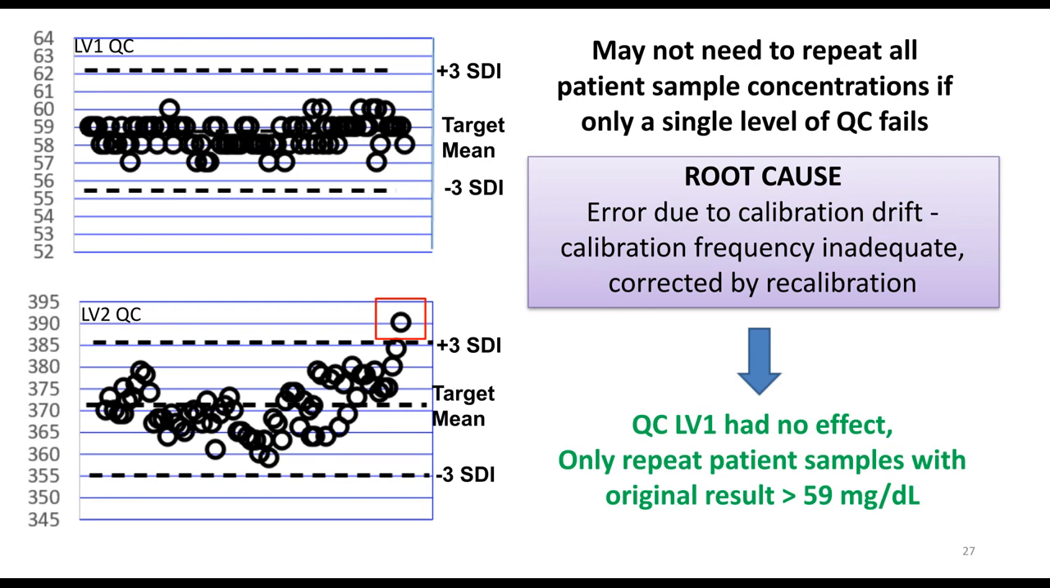In this case, since the level 1 QC was not affected and level 2 QC failed high, you would only need to repeat patient samples that have a higher concentration than the target mean for level 1, and you would not need to repeat samples that have a lower concentration from the target mean for level 1 because those results would not have been affected by this error. You need to be very careful using this strategy, though, as it depends on which QC levels were affected, on the magnitude of the error, and also on the direction of the error.